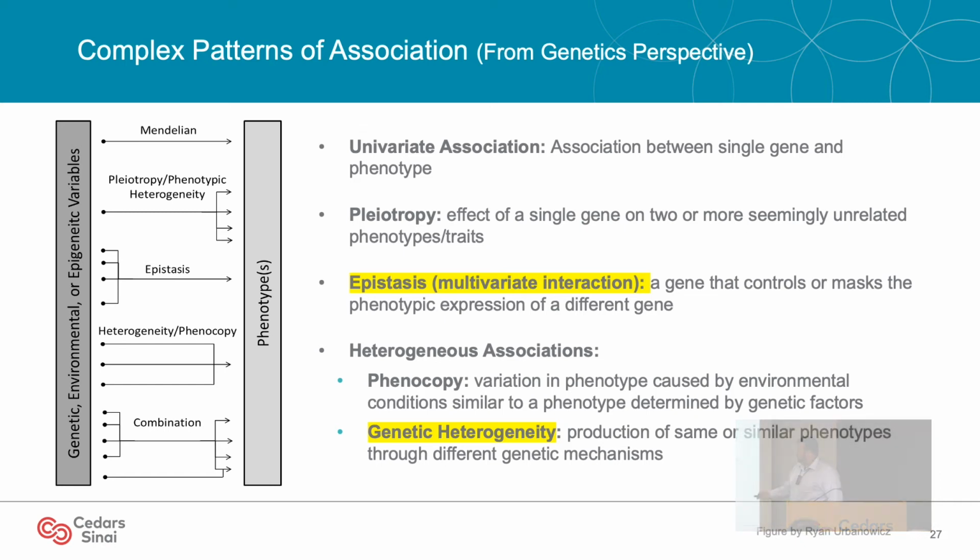Then we have heterogeneous associations. This can include something like phenocopy, where a variation in phenotype is caused by environmental conditions that is also similar to a phenotype determined from some genetic factors. Or another way we can approach heterogeneity is genetic heterogeneity, where we produce the same or similar phenotype through different genetic mechanisms.